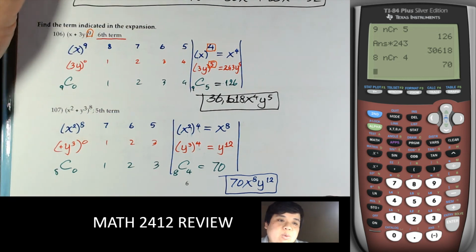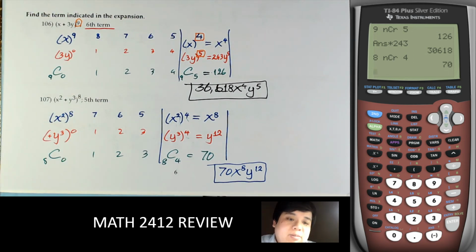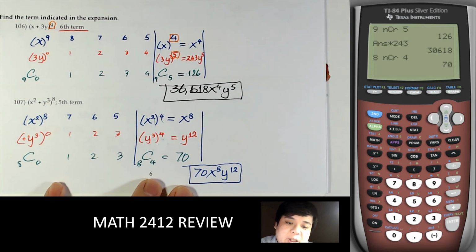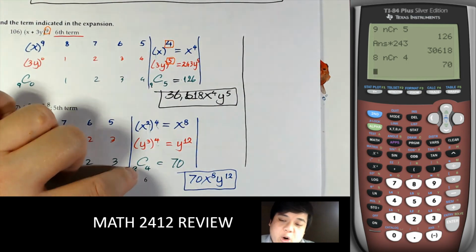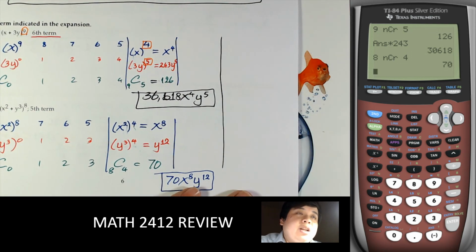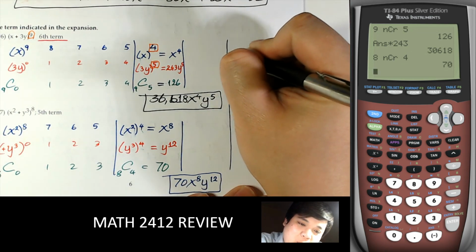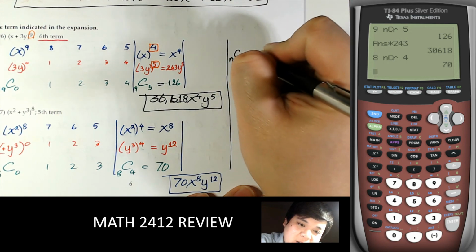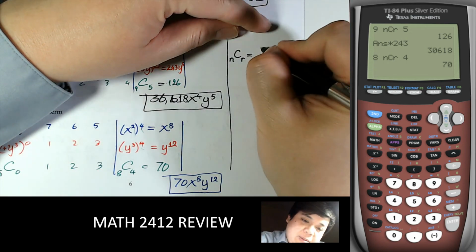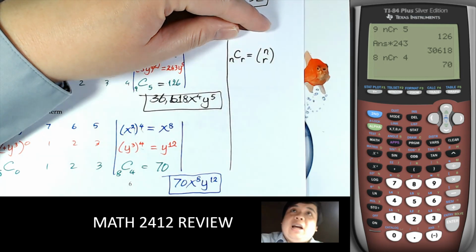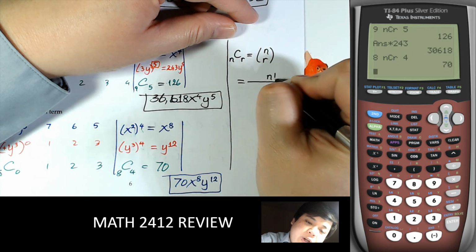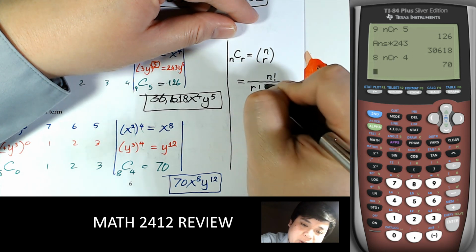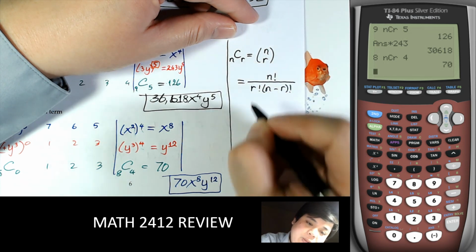So with that, we finish the review in college algebra. By the way, before we start, I just want to write the formula real quick for the binomial expansion, just to make things complete. When we write C n r, the formula is n factorial over r factorial times n minus r factorial.